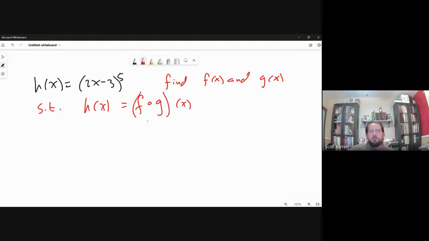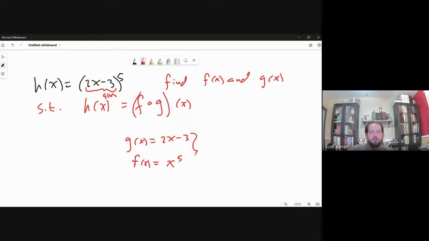When they ask you this question, there's typically an obvious one, but there's not ever really a perfectly exact one. Since g is being input into f, it's easy to take this 2x minus 3 and call that g. And if it were input into something to get that 2x minus 3 raised to the 5th, then it's also easy to see that f of x, the outer function, is just that 5th power. So we would say that it's x to the 5th, right?